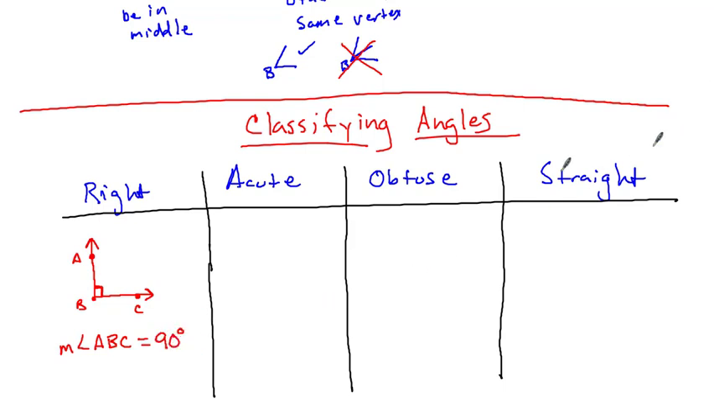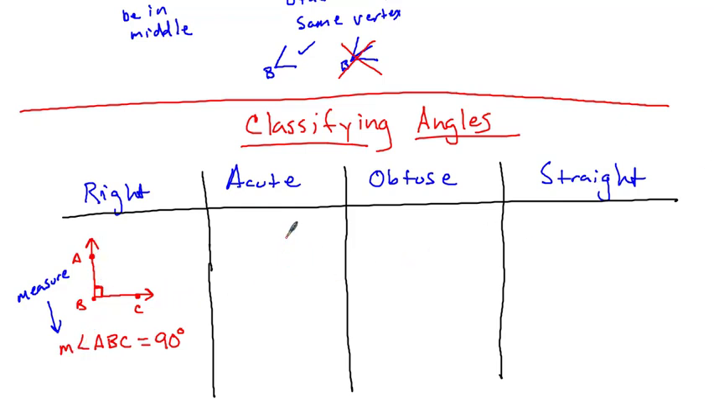So it's very important. This means the measure. If you don't write that, I don't know that you're talking about numbers. I might think you're talking about the angle just as an angle. When you put the M, that lets everybody know that we're working with the number, the 90 degrees, not the angle ABC.